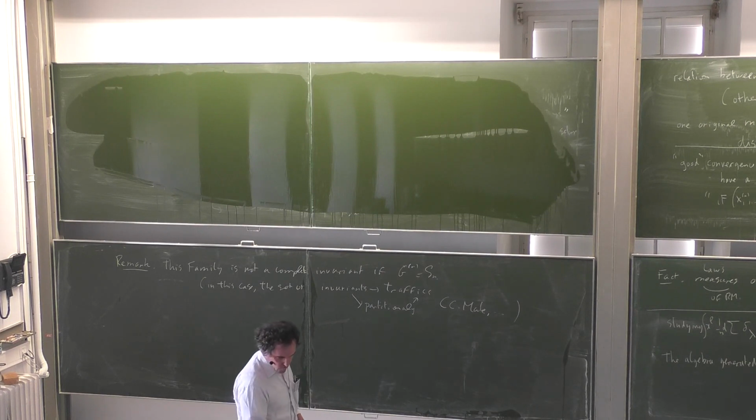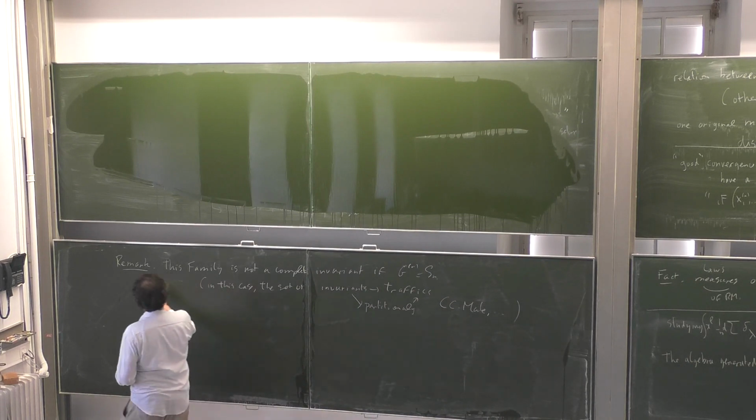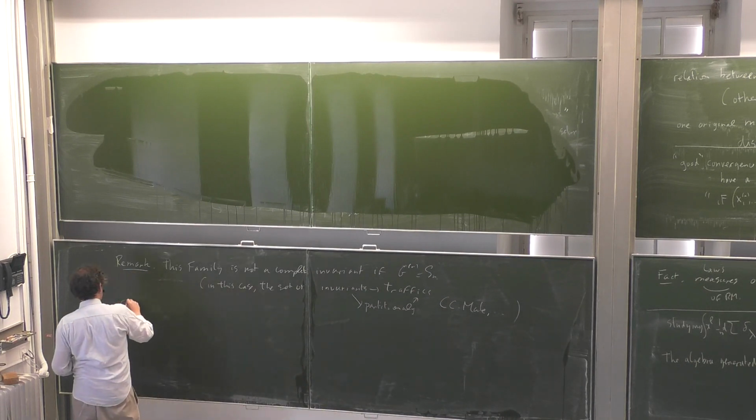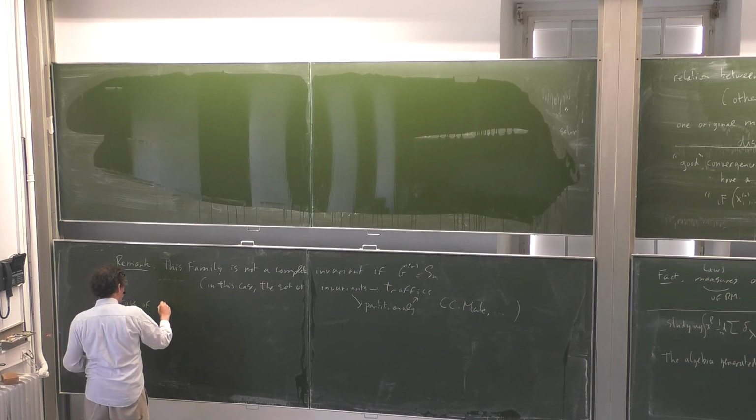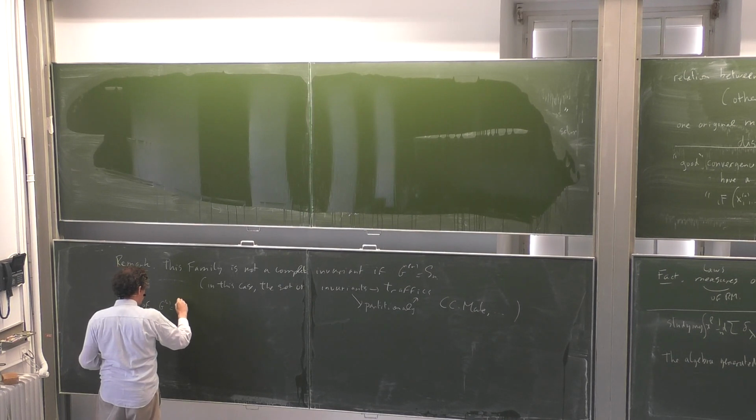So what I would like to do is to describe more at length the case of G_n is U_n.